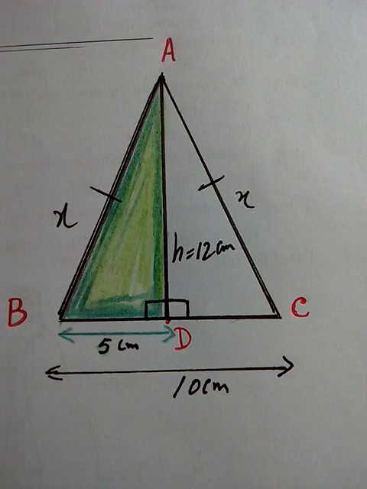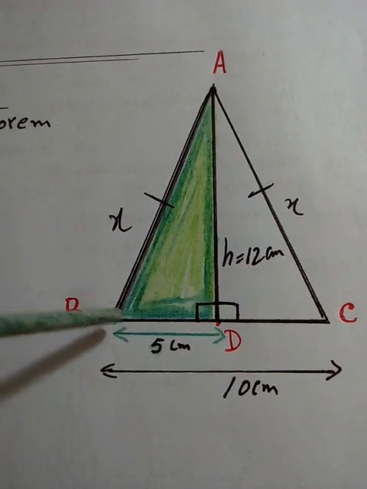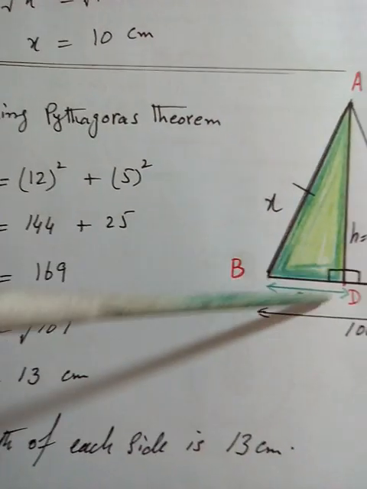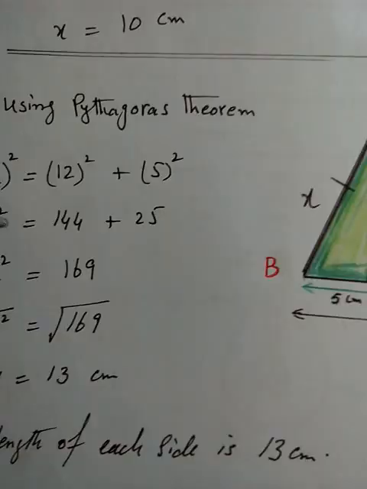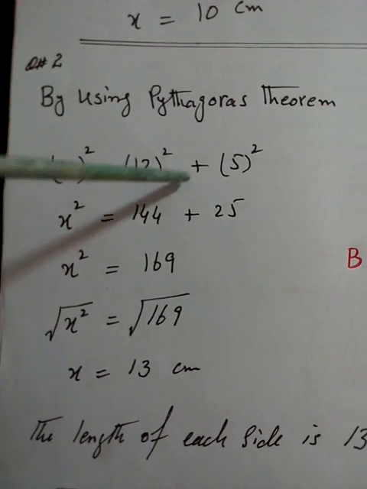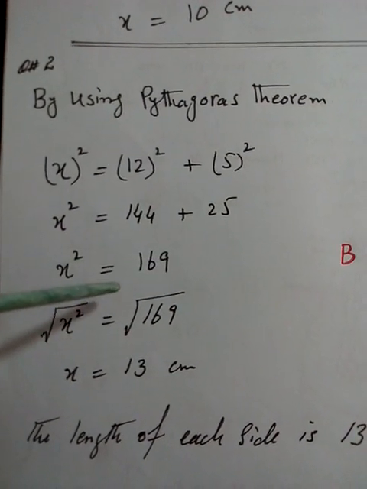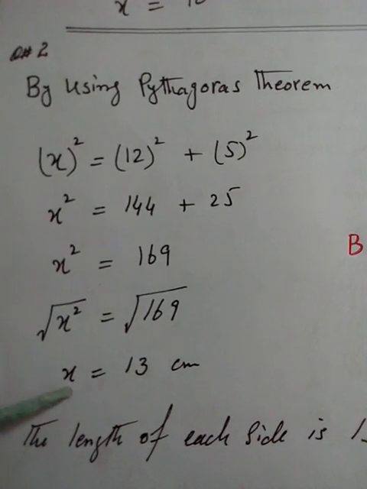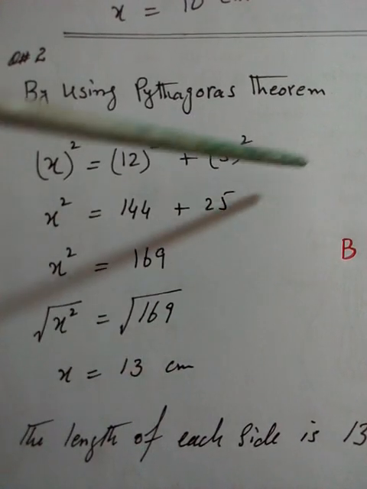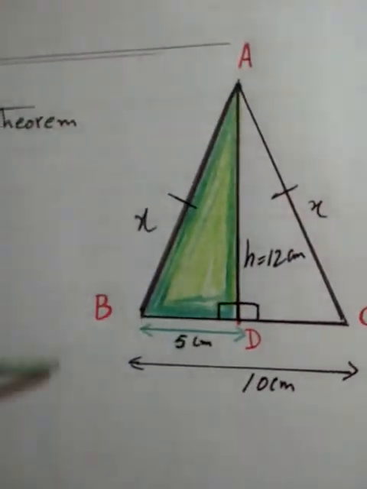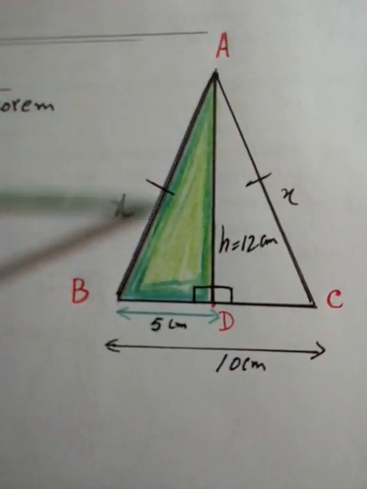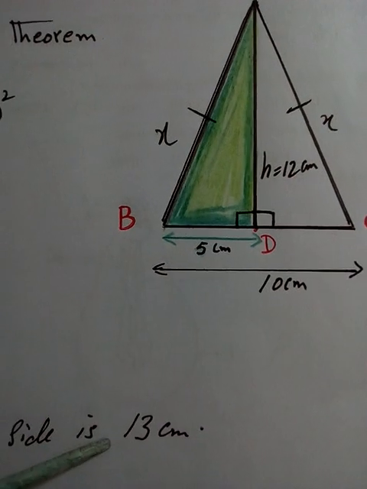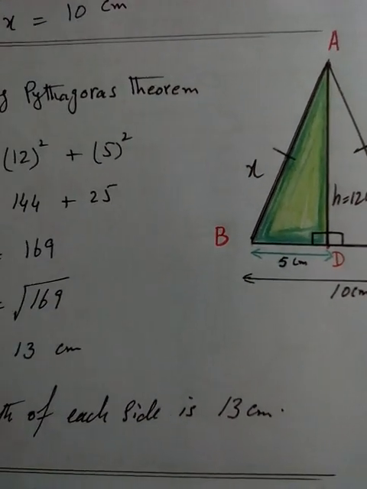So by using this theorem, hypotenuse square is equal to 12 square plus 5 square, these are the lengths of the other two sides. Square of 12 is 144 and square of 5 is 25. Their sum is 169. Now by taking square root, x is equal to 13 centimeter. As triangle ABC is an isosceles triangle, side AB and AC both are equal, so the length of each side is 13 centimeter.